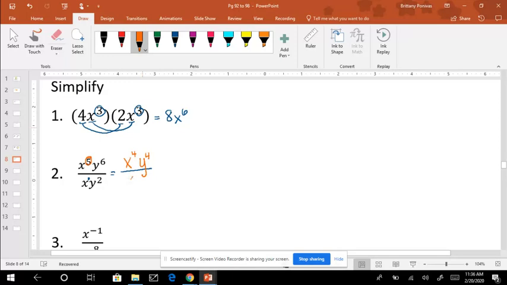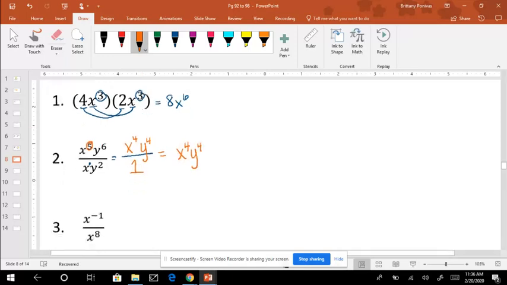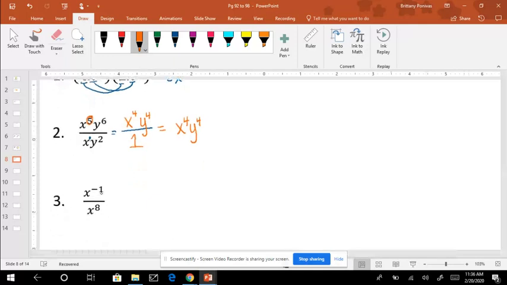So in this case, a 1 would be on the bottom since it all canceled, but we don't put the 1. Your answer would just be x to the 4th, y to the 4th. Number 3, it's a division problem with a negative exponent.